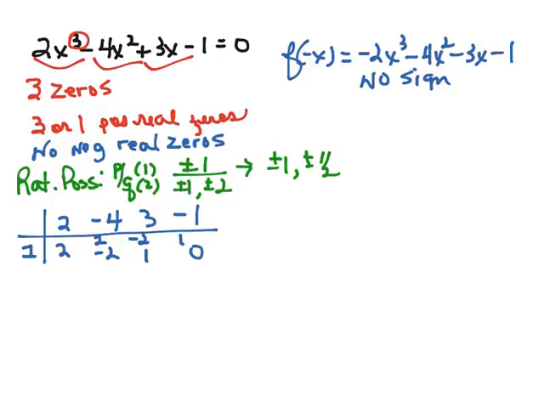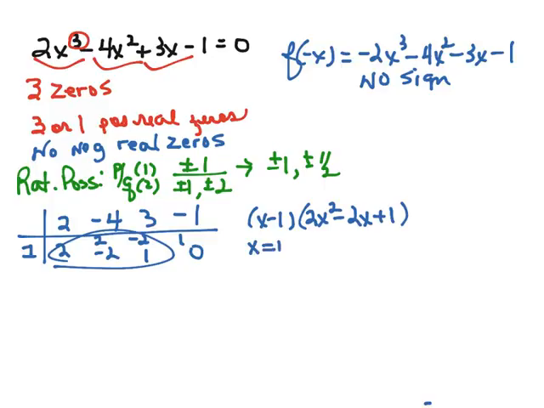So that means that this factors into x minus 1 times 2x squared minus 2x plus 1. So if we look at x minus 1 and set that equal to 0, we will get x equals 1. So that is one of our zeros. And then if we look at the other factor, 2x squared minus 2x plus 1, I don't think it factors, so we'll have to use the quadratic formula.